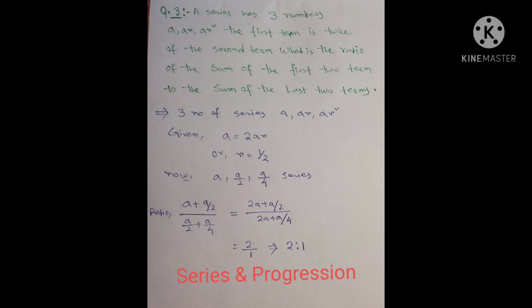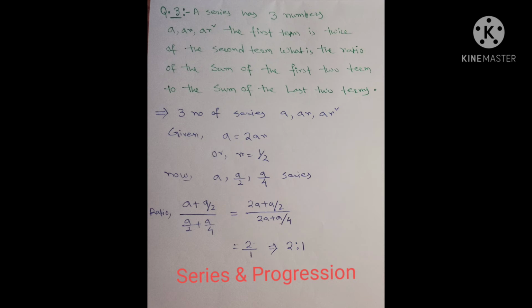So here three numbers of the series, that is a, ar and ar square. In the question it is given that the first term is twice the second term, so a is equal to 2ar, easy, because the first term is a and the second term is ar. So here we can calculate r is equal to half. Now put the value r is equal to half in the series, so we will get a, a by 2, a by 4. This is the series.